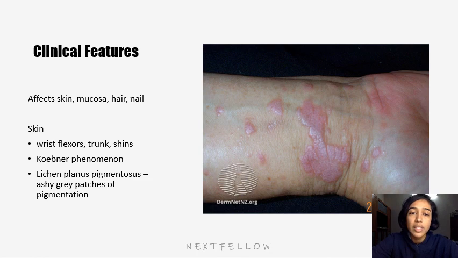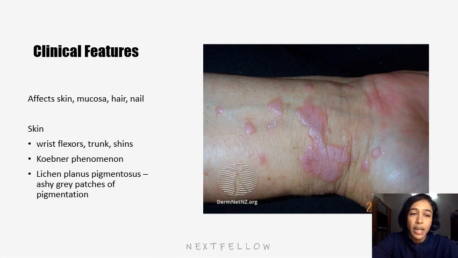So on the skin, you can see these characteristic lesions. You see the flat-topped plaques, which are purplish, and they're polygonal as well. These occur typically on the wrist flexors. They can occur on the trunk, on the shins also. Koebner phenomenon is positive. I'll talk about that in a while.